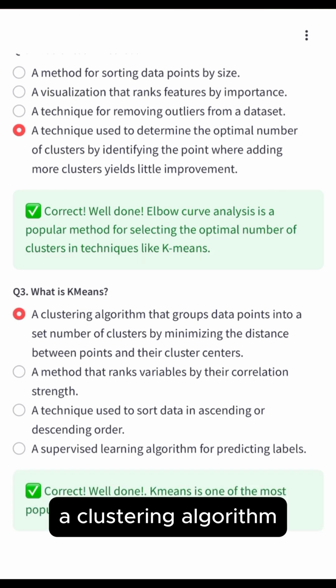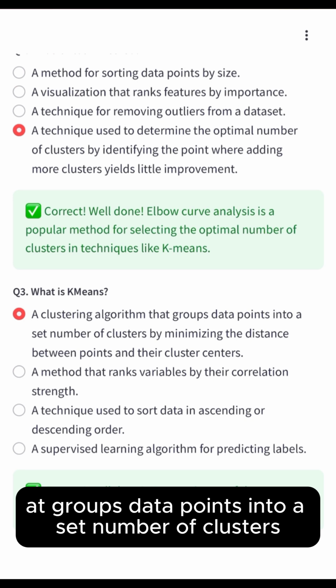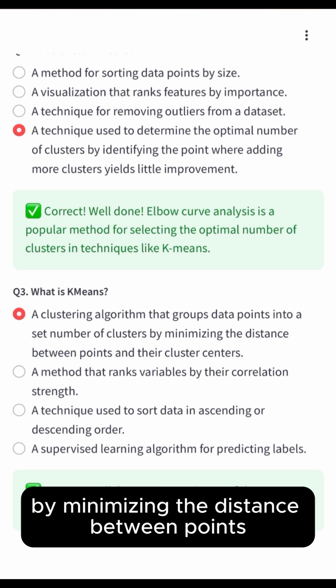What is K-means? A clustering algorithm that groups data points into a set number of clusters by minimizing the distance between points and their cluster centers.